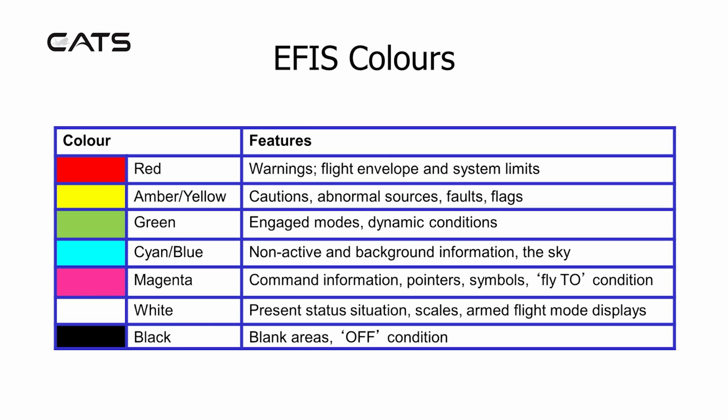Magenta is command information, pointers and symbols and the fly to condition. White is present status situation, scales and armed flight mode displays. And black is blank areas or an off condition.